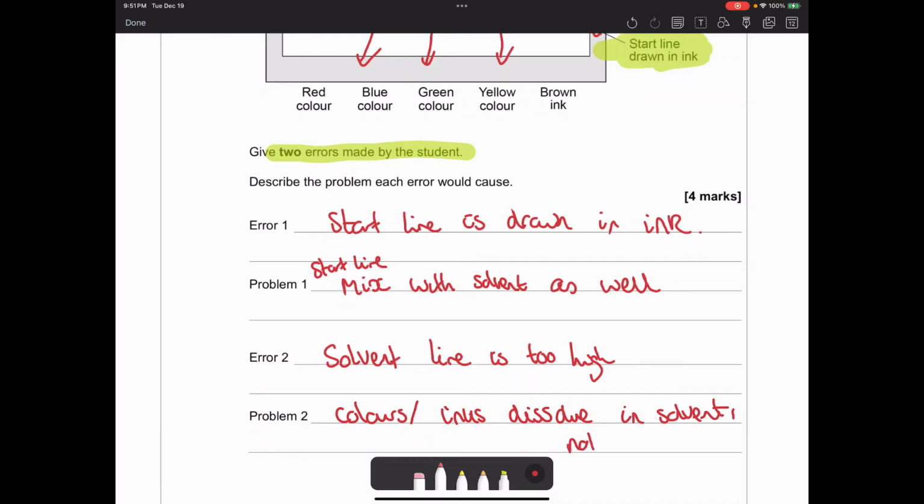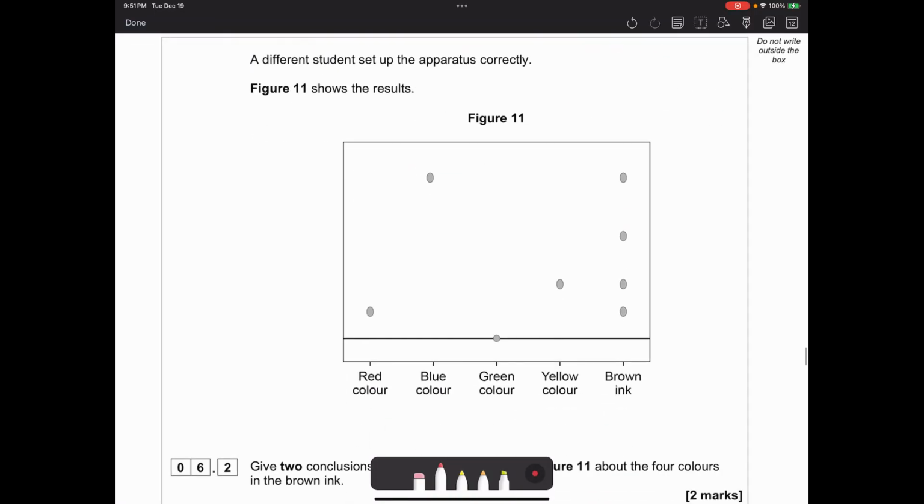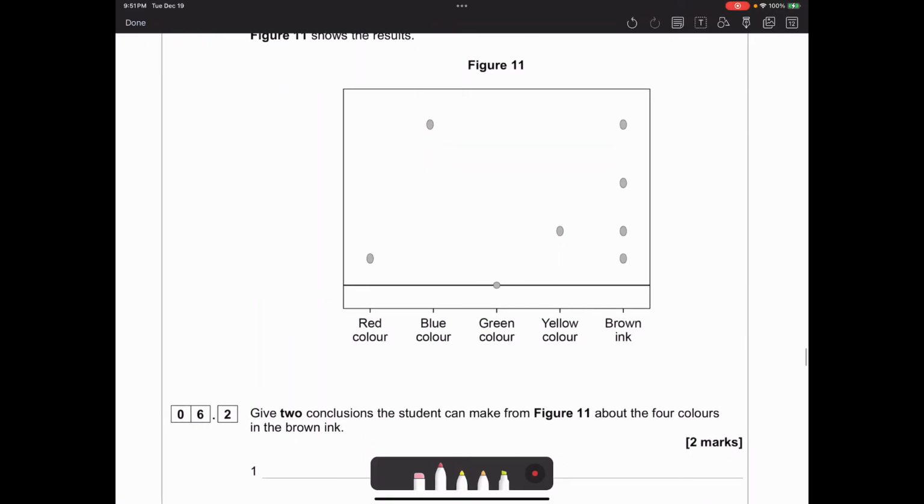So they would dissolve in the solvent and not rise up the paper. A student set up the apparatus correctly, and it says to give 2 conclusions the student can make from figure 11 about the 4 colours in the brown ink. So there are different things that we can say here about the 4 colours in the brown ink. Remember, if the dots have gone up to the same level, for instance here, you can assume that they are the same substance because they travel the same distance.